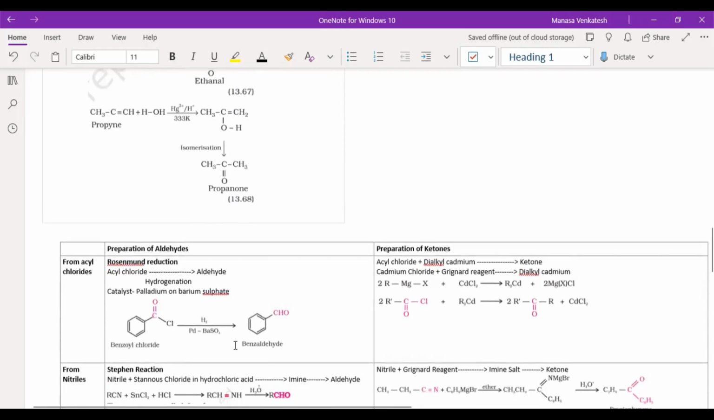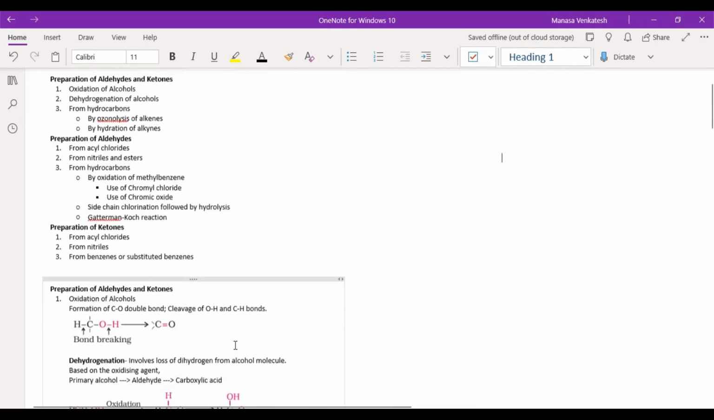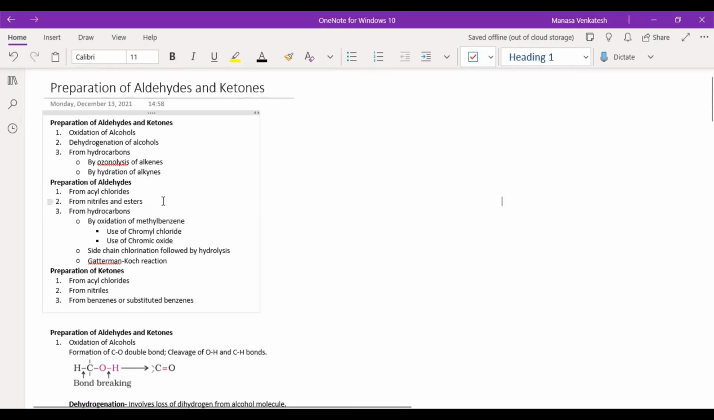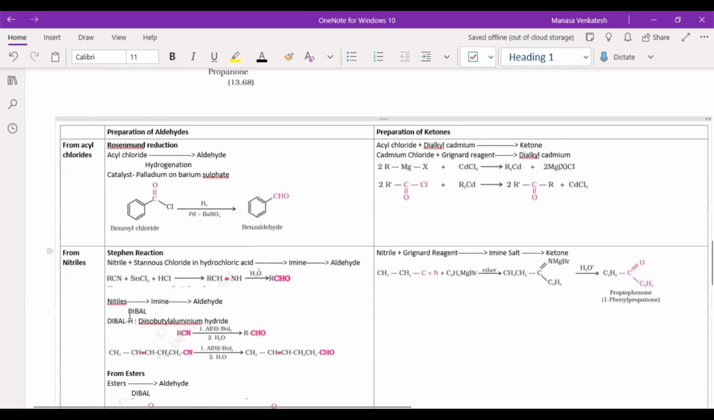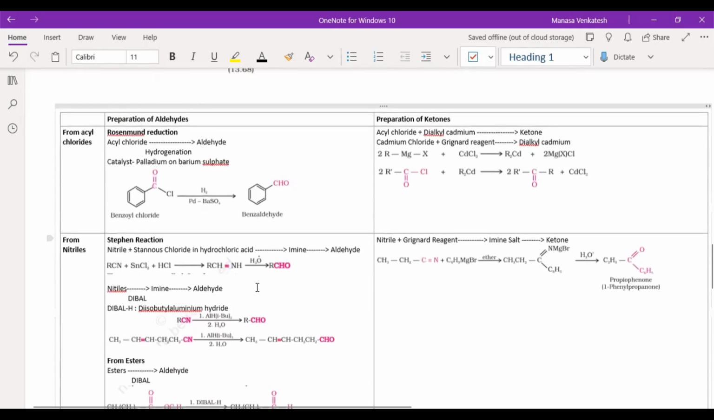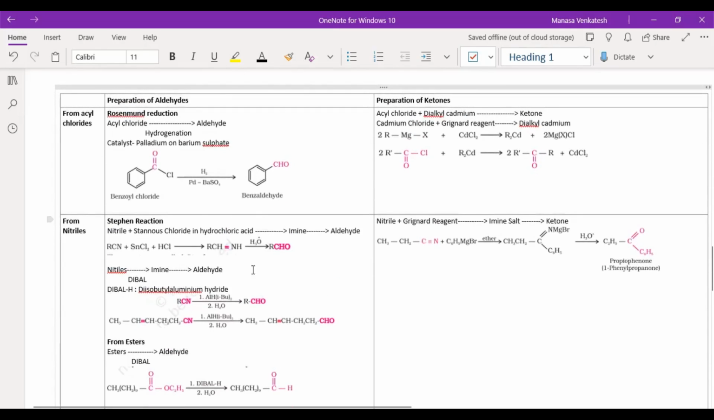Next, let's look at the various preparations. As I told you, here we are going to be studying about preparation of aldehydes and preparation of ketones separately. So since two of those reactions are common in both the cases, I decided to just put them as one table. And I love putting things in tables. So I put it as a table, and here it is.